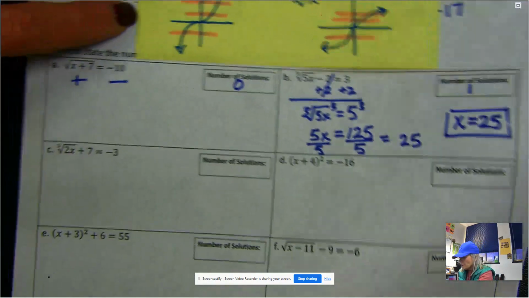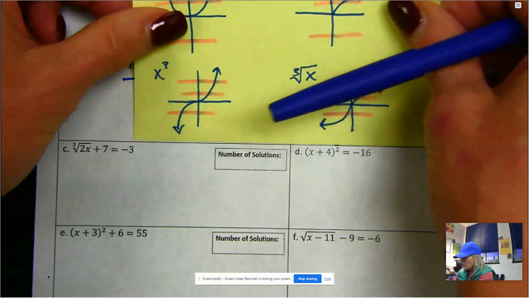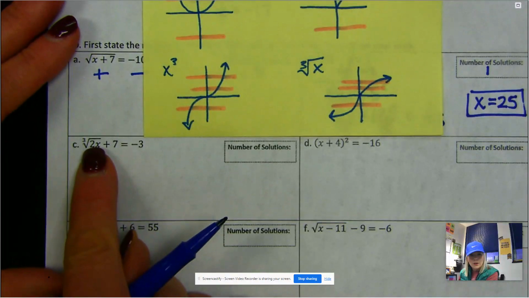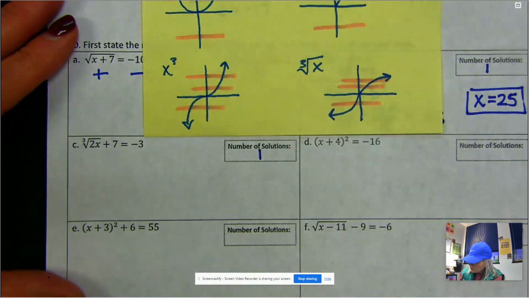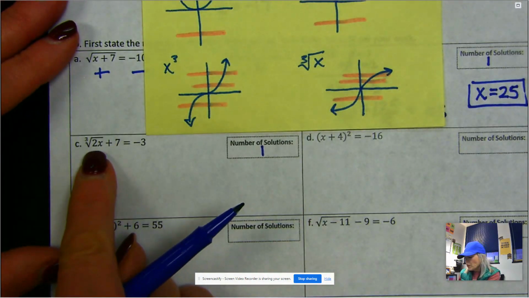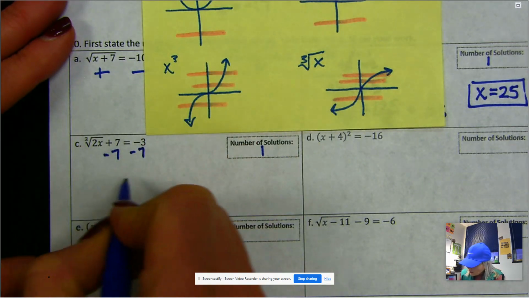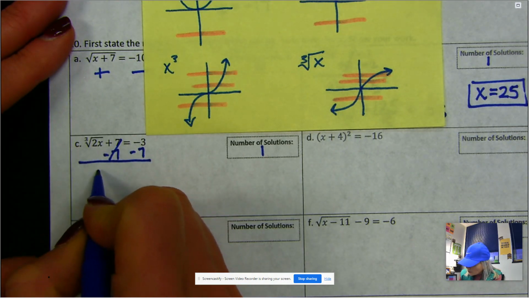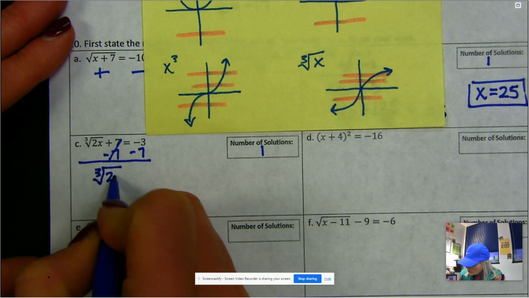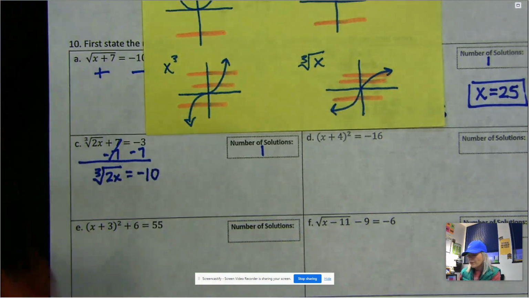All right, next we've got the cubed root of 2x plus 7 is equal to negative 3. So again, this is a cubed root equation. Cubed root equations always have one solution. All right, we have to get the cubed root of 2x by itself. So subtract the 7 from both sides, and you get this is 0, and you get the cubed root of 2x equals negative 3 minus 7 is negative 10.